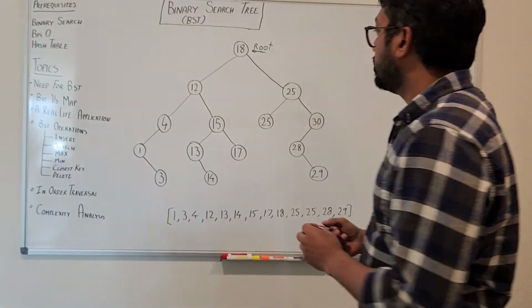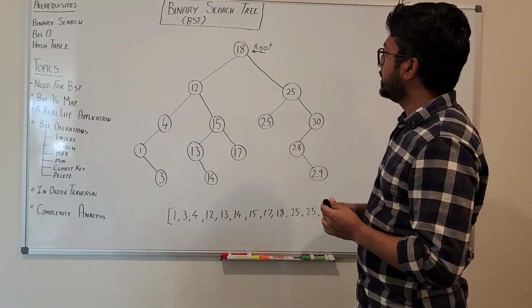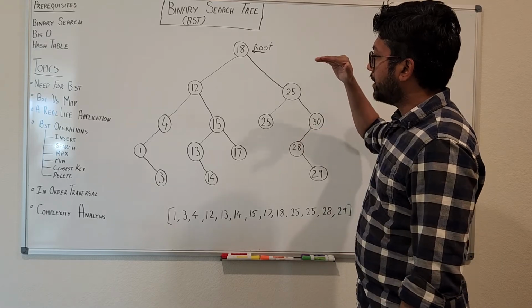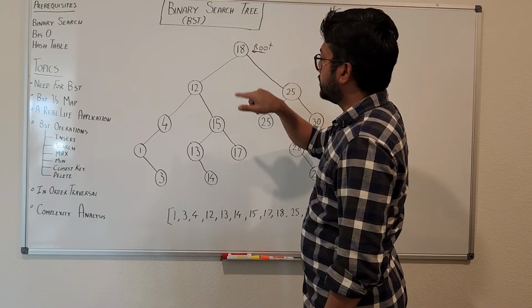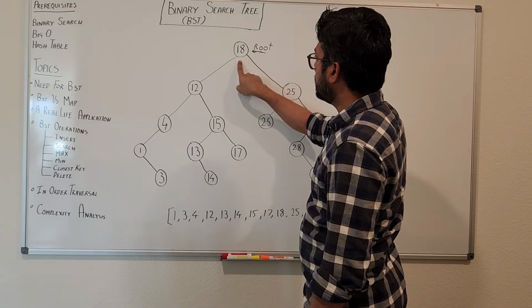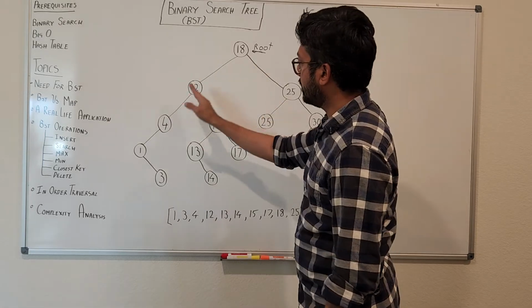Now next we'll look at search. Search is very similar to what we did in insert. Suppose I want to find number 15. I start at the root and compare it to this one. 15 is smaller, so if it exists, it will be on the left side. Go to the left.